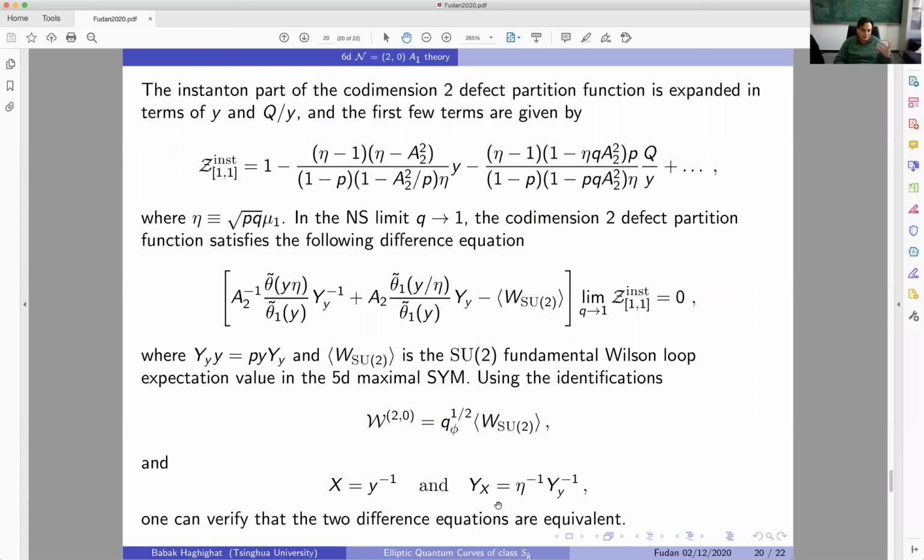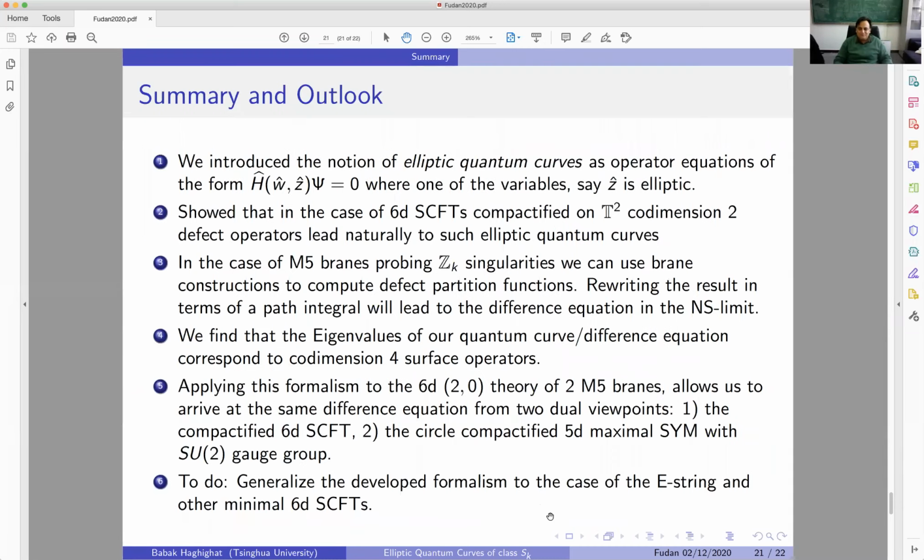So, of class SK. Okay, let me summarize. We started by introducing the notion of elliptic quantum curves, which are quantum curves arising from a quantization of these algebraic equations into this operator equation, where one of the parameters here, z, is elliptic. Then we showed that in the case of 6D SCFTs compactified on a torus, codimension 2 defect operators lead to such elliptic quantum curves.